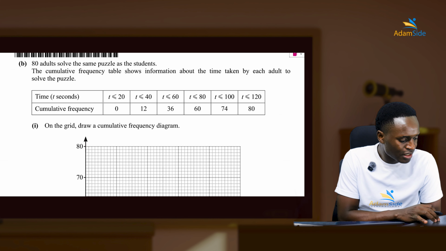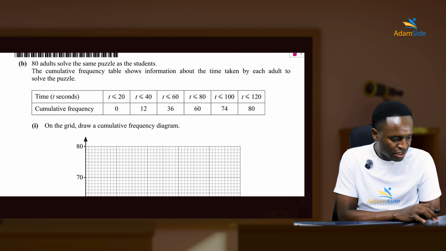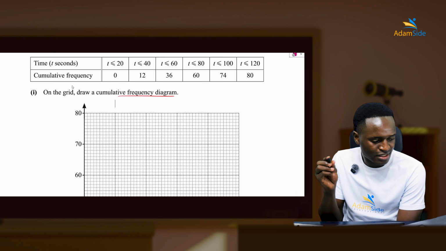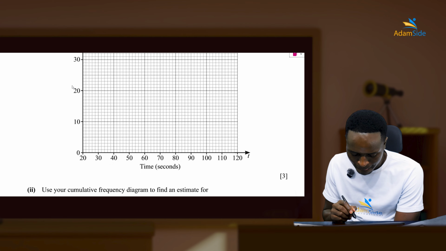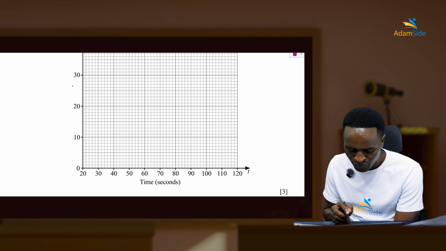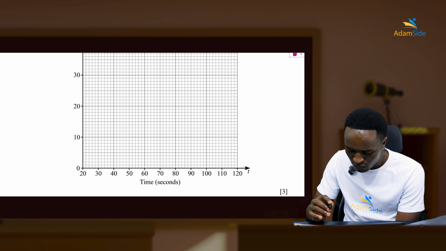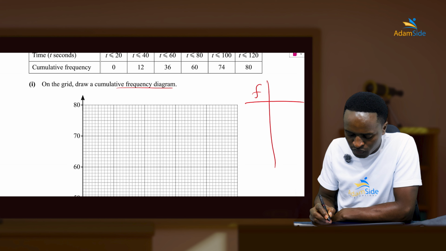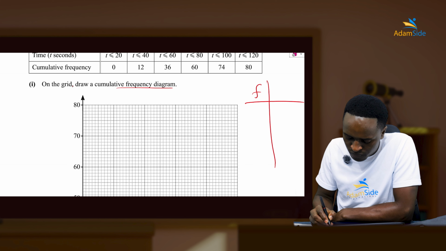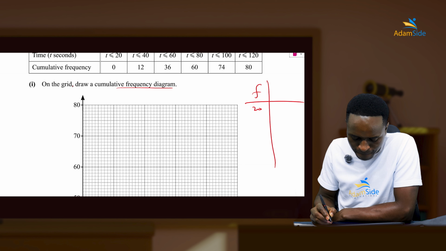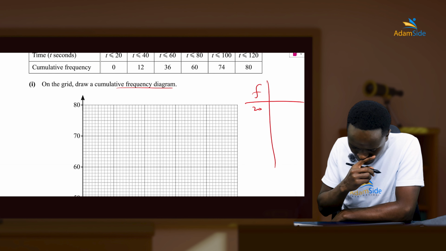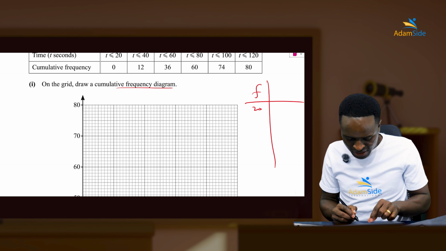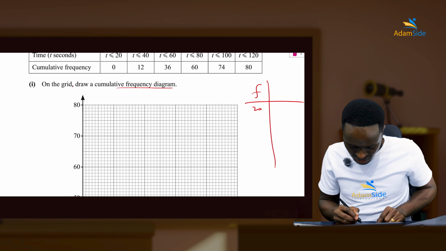What do we do to get a cumulative frequency diagram? We need to know how to draw it. We know our time: 20, 30, 40, 50, 60. Cumulative frequency for t less than or equal to 20 is 0. We have been given that, so we can plot it.